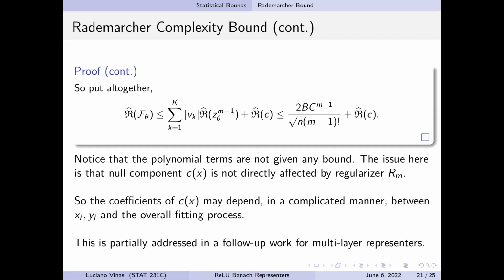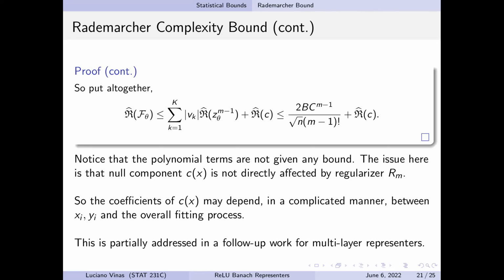But this is actually partially addressed in a later work of Parhi and Nowak, where they tried to regularize this component as well. Okay, so when you think of the weight decay problem for these neural networks, these bias terms, these skip connections are also regularized.